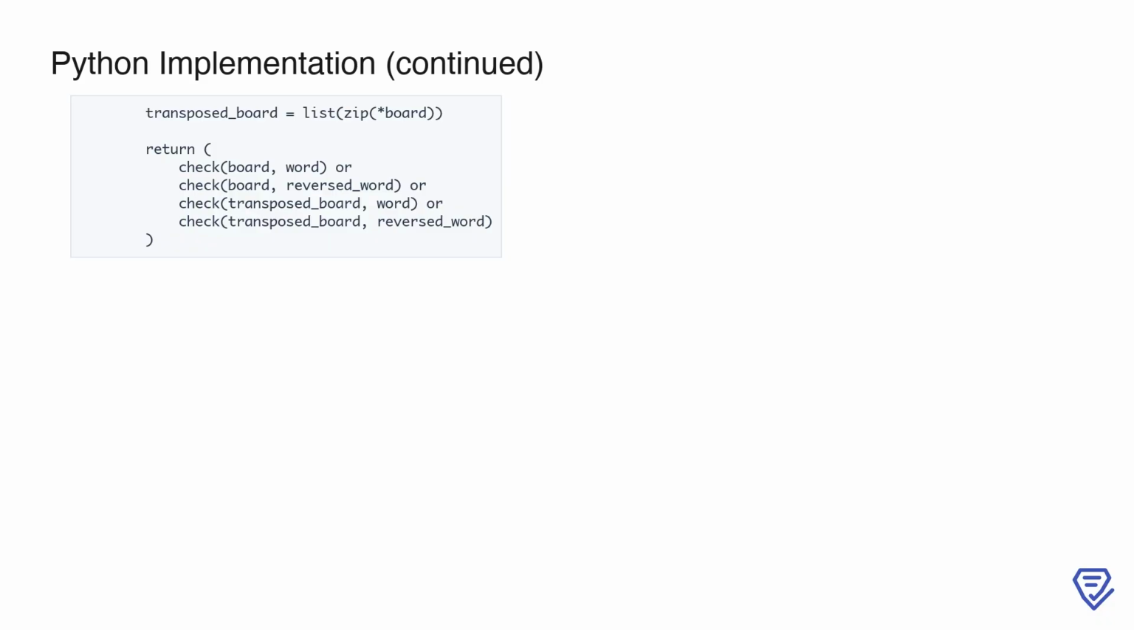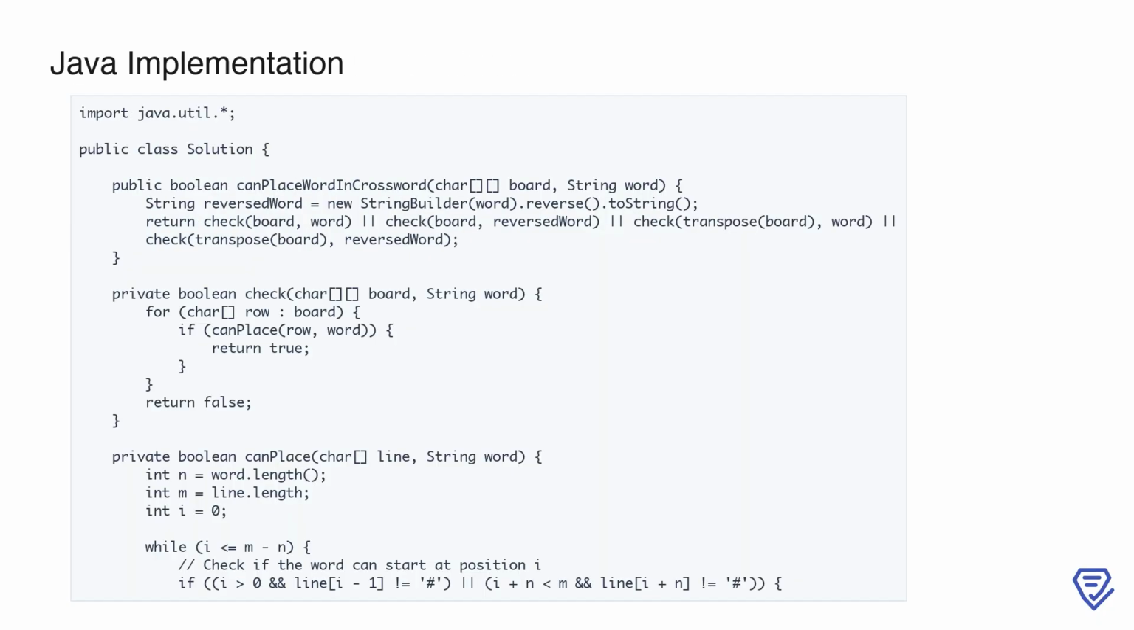Finally, the function combines all possible checks using a single return statement. It evaluates whether the word or its reversed version can fit in the rows, or in the columns of the transposed board. If any of these checks succeed, the function returns true, indicating that the word can be placed in the crossword. Otherwise, it returns false. This approach ensures that we efficiently check all possible placements of the word, covering both rows and columns in both forward and reversed orientations.